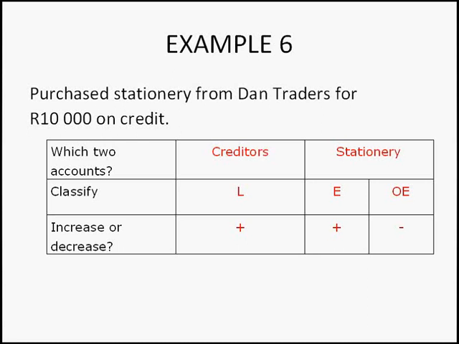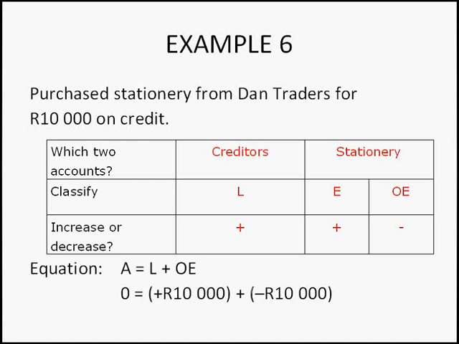So let's just test this by looking at the accounting equation again, just to make sure for ourselves. Assets equals liabilities plus owner's equity. On the left-hand side of the equation, nothing happens because we had no assets. So all the activity is on the right-hand side of the equation. So we have liabilities increasing with 10,000. That was our creditors amount. And then we have owner's equity decreasing by 10,000 rand.